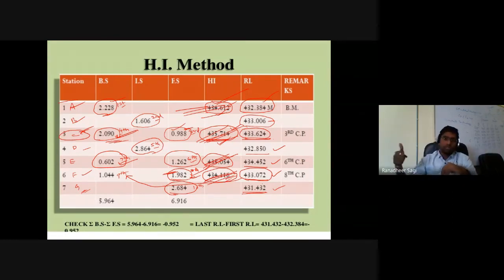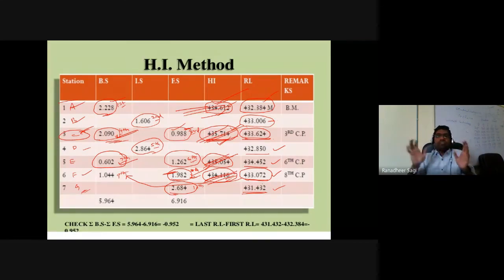And the story is the same. Once the height of instrument is known, the RL value of the next point is equal to the height of the instrument minus the staff reading on that particular next point. And that's how we continue to solve the problem.